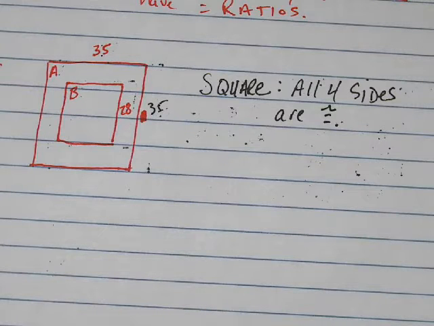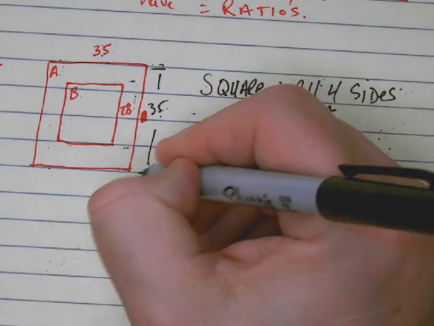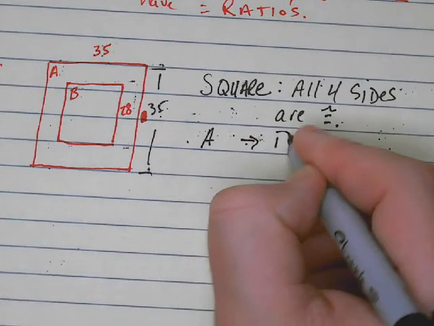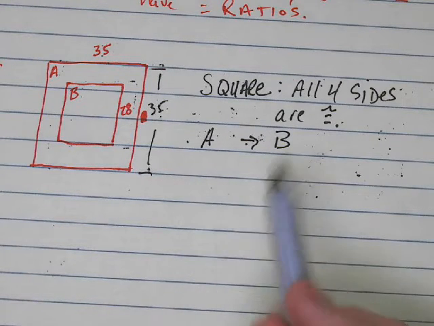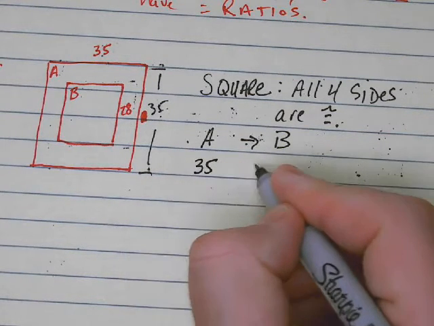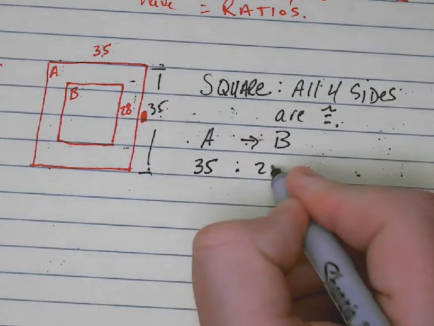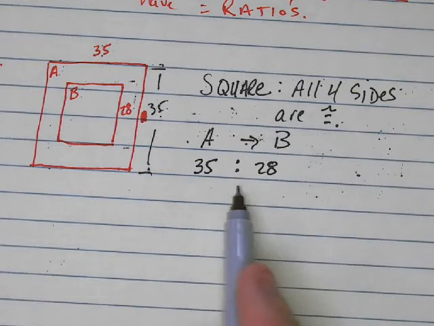If I'm thinking of corresponding sides, then I think, okay, well, this side here is 35. So we're going A to B, right? Isn't that how she said it? A is a dilation of B. A to B. Okay, so this is 35. And then what's the corresponding length of B? 28. So now, remember, that's a format for a ratio.